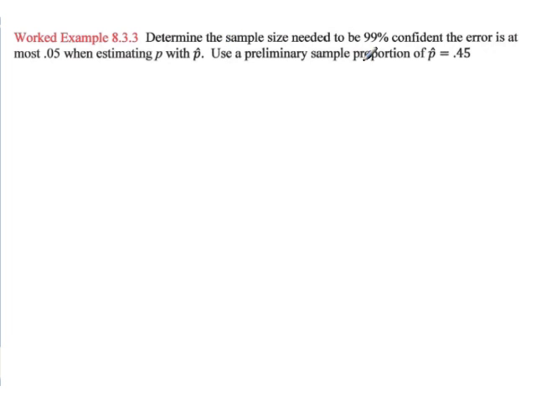Determine the sample size needed to be 99% confident the error is at most 0.05 when estimating p with p hat. Use a preliminary sample proportion of p hat equals 0.45. So, in this question, we have to determine the sample size, which means we're asked again for n. So if we ask for n, that means our formula should begin with n.